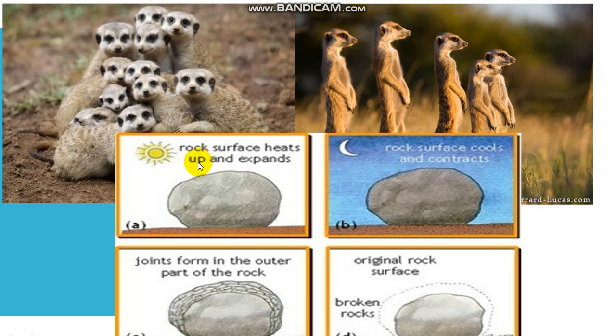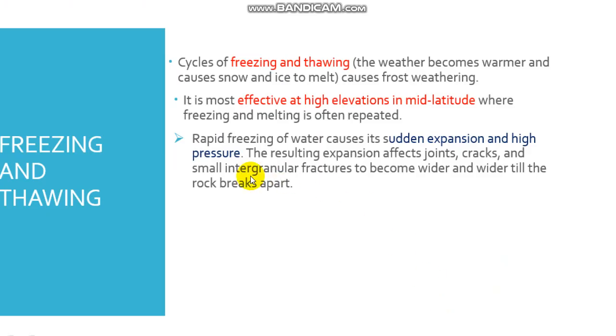Similarly, when a rock is heated, it expands, and when it is cooled, it contracts. And due to this, the joints and the cracks in the rock are under great pressure, and this causes the rock to break into pieces, and this is how you can see the broken pieces scattered here and there. And in the case of granite, it is known as tors. All right, tors. Then we have freezing and thawing.